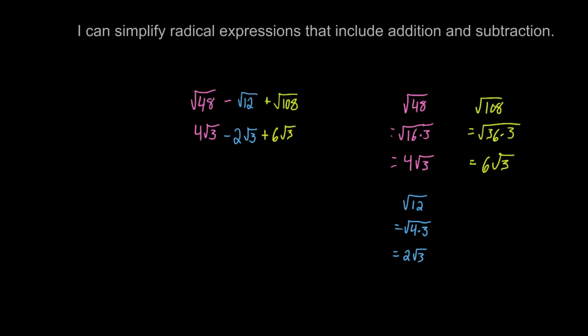So when we do that, we're going to get 4 square roots of 3 minus 2 square roots of 3. Well, that's going to be 4 minus 2 is 2, so we get 2 square roots of 3 plus 6 square roots of 3. Well, we know that 2 plus 6 gives us 8. So we get 8 square roots of 3. And this is going to be our final answer right here. So the square root of 48 minus the square root of 12 plus the square root of 108 is equal to 8 square roots of 3.